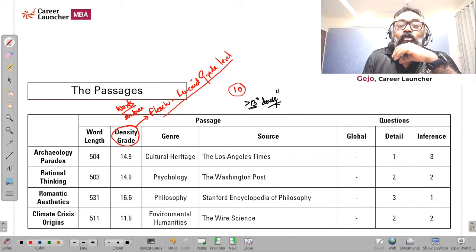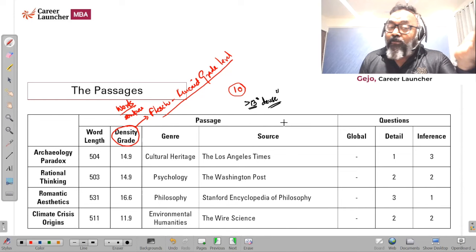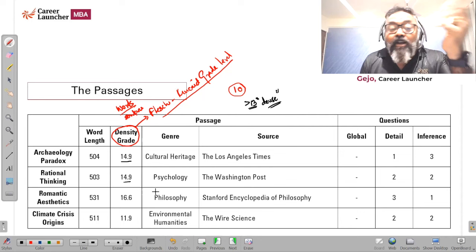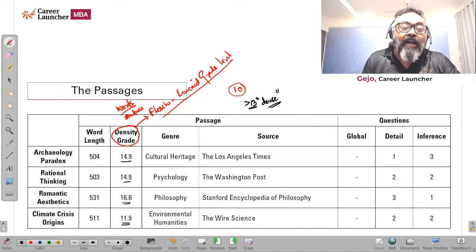So what do you actually see in the four passages? 14.9, that is dense. Another 14.9, that's also dense. The third passage was 16.6, that is really dense. And the last passage is 11.9, which is reasonably dense. So one of the things that the CAT did in 2023, at least in slot number 3, is to give you passages that are a little dense.